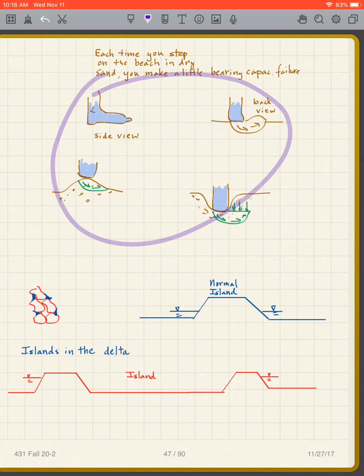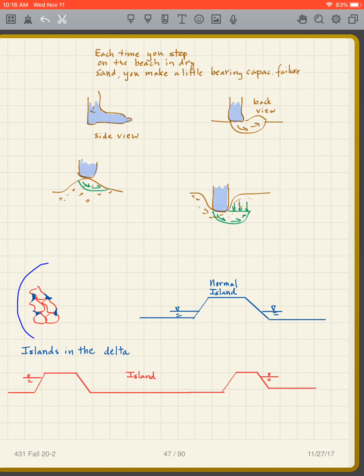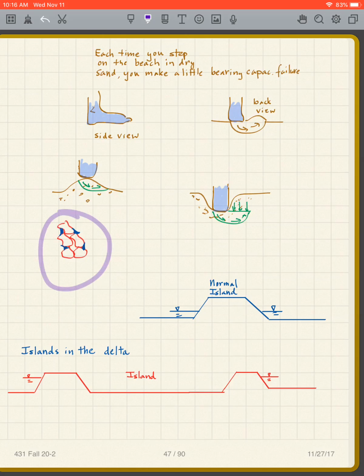Okay, so this is just a little thing that you can observe when you're walking on the beach and understanding bearing capacity a little bit more. Now, notice if you walk on the beach, not in the dry sand, but in the partially saturated sand, so you walk around where the waves are splashing, but not completely saturated, what do you find? Why do you walk there?